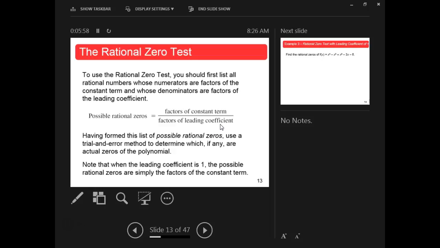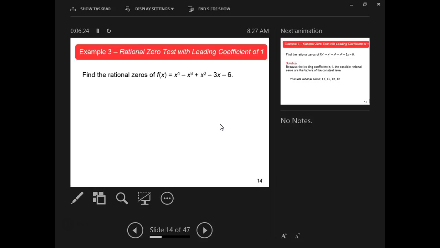Note that when the leading coefficient is 1, that makes it really easy. The only factors of 1 are plus or minus 1. So the possible rational zeros are all not ratios anymore, well, over 1. They are the factors of the constant term. That's all. So let's do one.